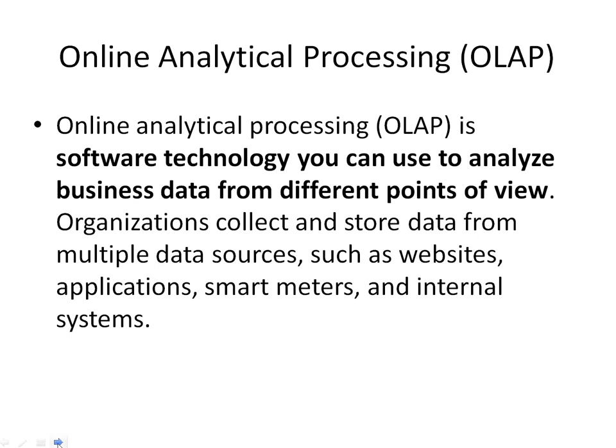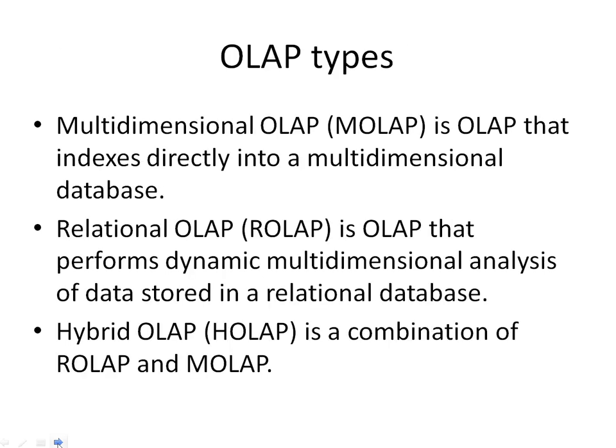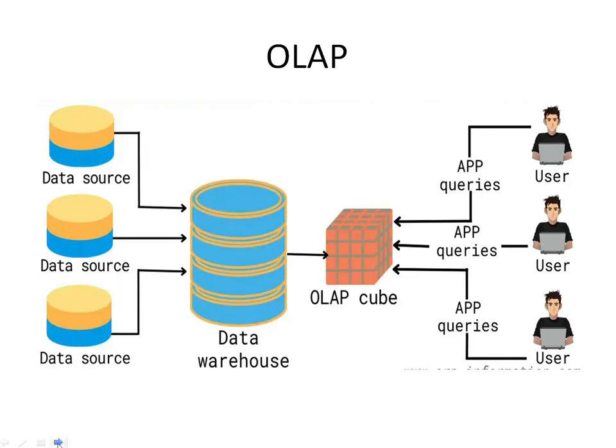Online analytical processing is a technology you can use to analyze business data from different points of view. An organization collects and stores data from multiple data sources such as websites, applications, smart meters, and internal systems. We have the OLAP types. Multi-dimensional OLAP, or MOLAP, takes indexes directly into the multi-dimensional database. Relational OLAP, or ROLAP, performs dynamic multi-dimensional analysis of data stored in the relational database, and hybrid OLAP is a combination of ROLAP and MOLAP.